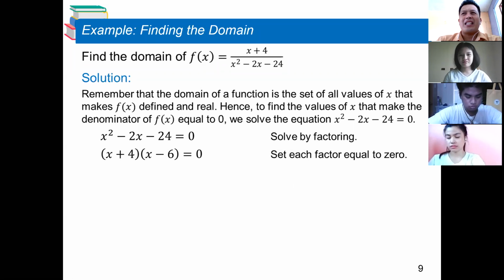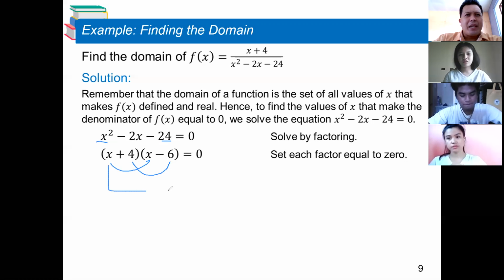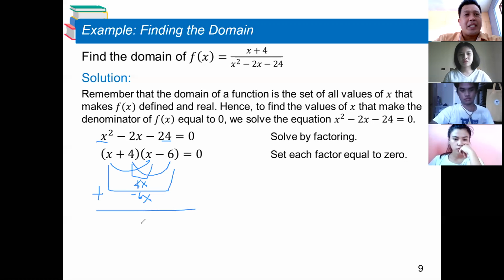So how will we apply the factoring again? Review your factoring techniques in your junior high school. To double check if your factors are right, multiply the first terms. X times x, x squared. Multiply the last terms. 4 times negative 6, negative 24. After that, multiply the means and the extremes, and then add the result. So we have 4x and negative 6x. If you add the products of the means and the extremes, it will result to the middle term. Ganun lang. That's how you're going to check if your factors are correct.